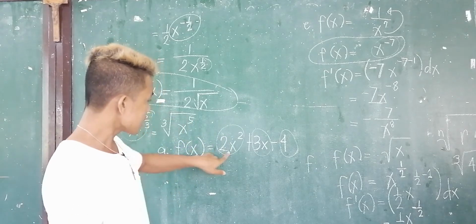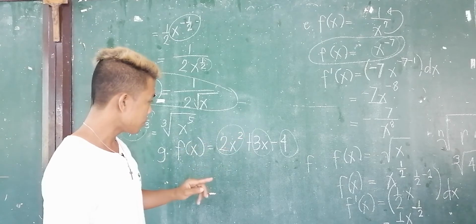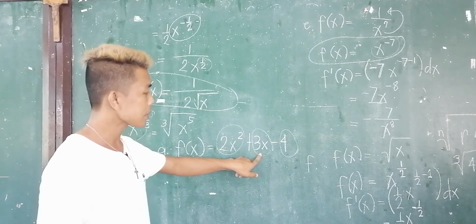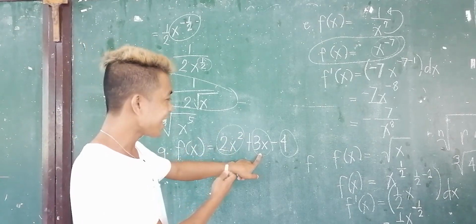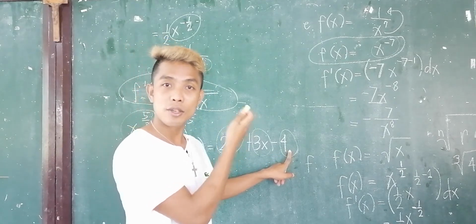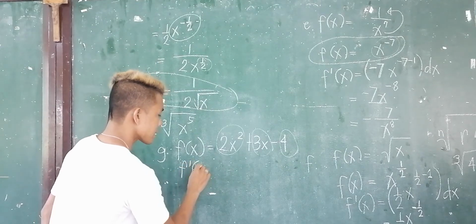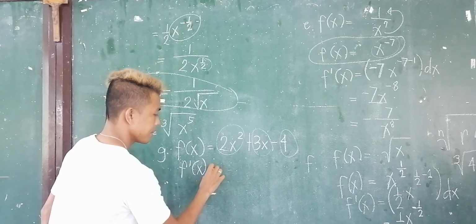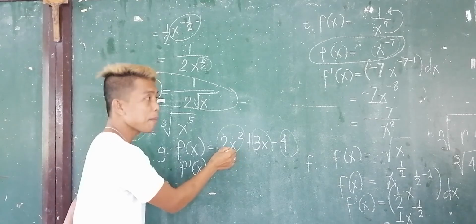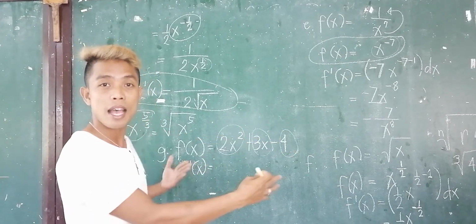Ano ang gagamitin? Sa unang expression, gagamitin natin yung formula number 2. Sa pangalawa, ganun din. Sa pangatlo, yung pinakauna, yung constant. So, paano yung gagawin? Ito na siya. F prime of x equals. Iisa-isahin mo lang naman yan. Para kang binigyan ng tatlong examples na pinagsama-sama.